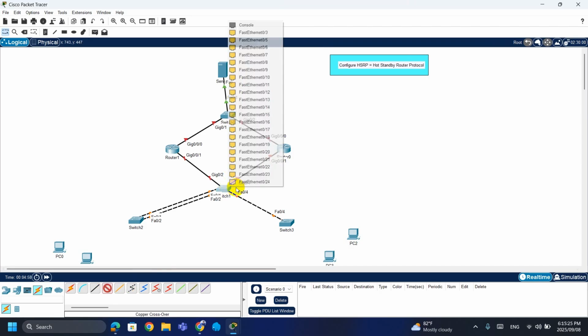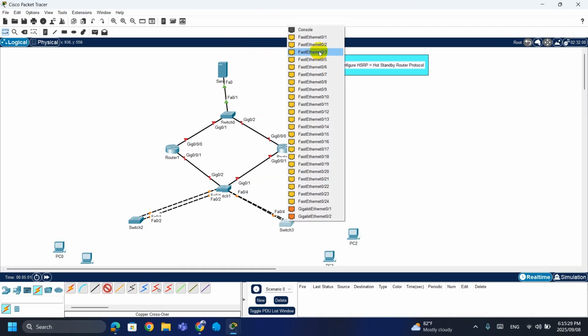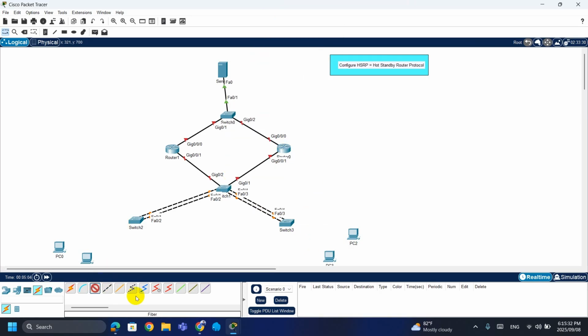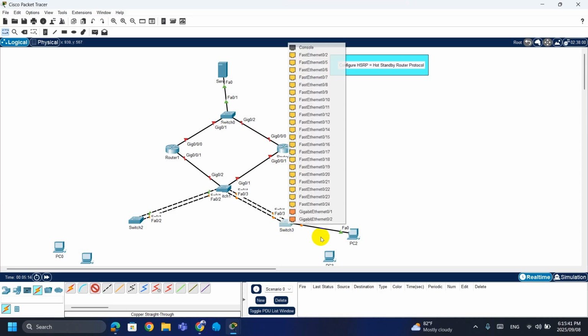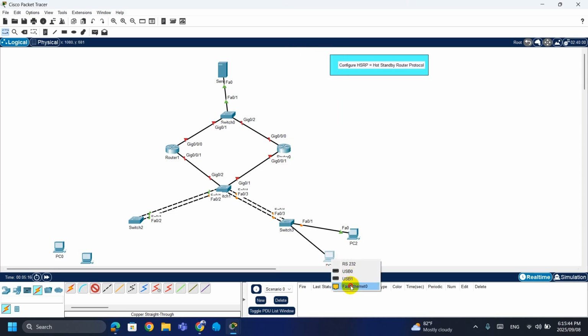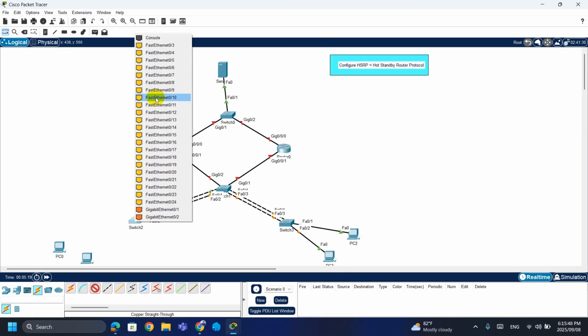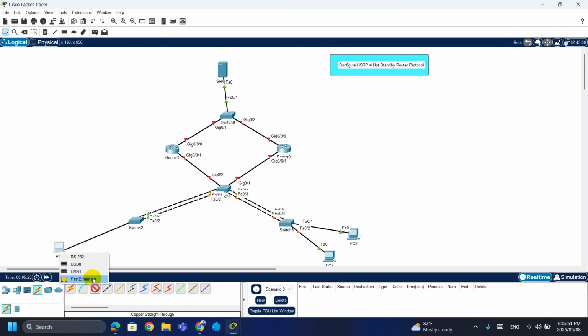HSRP uses timers to detect failure. Hello timer, default 3 seconds. Hold timer, default 10 seconds. Active timer, time before declaring the active router down. This means the standby router will take over in about 10 seconds by default. We can also tune these timers for faster failover.